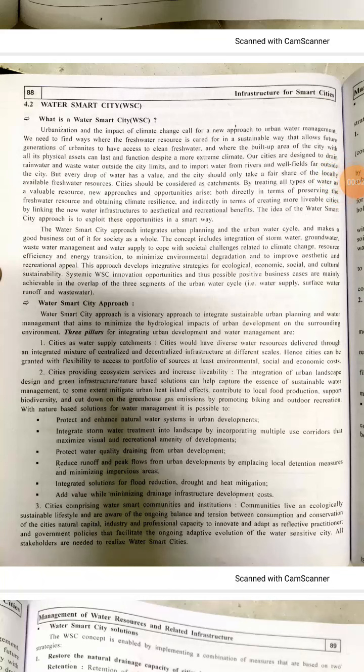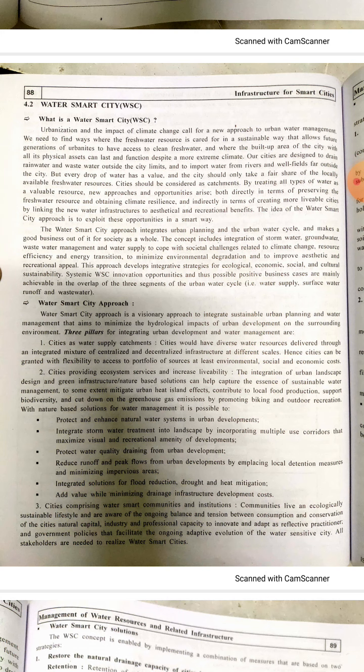Hello students, today we discuss a new topic in infrastructure for smart city subject, of management of water resources and related infrastructure chapter. So the topic name is water smart city, clear? Its short form is WSC. So first we discuss what is a water smart city.